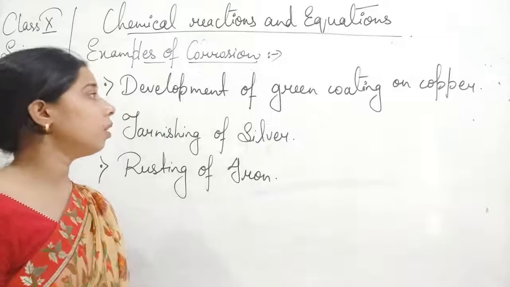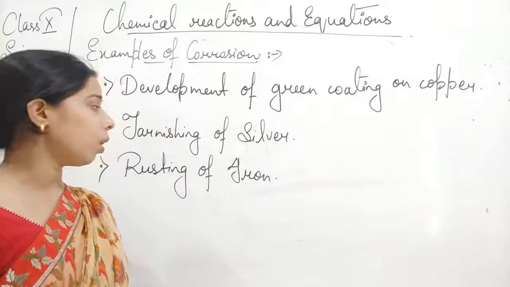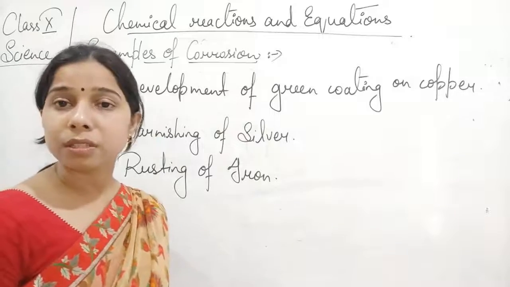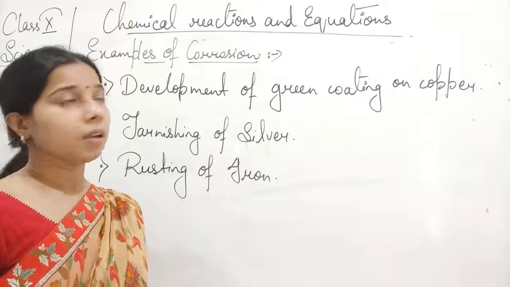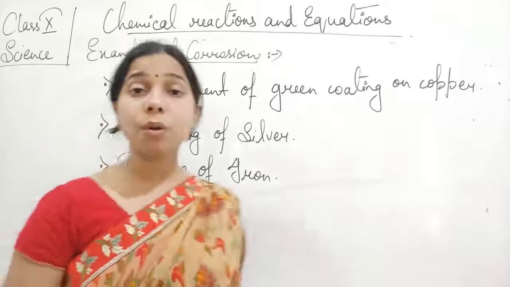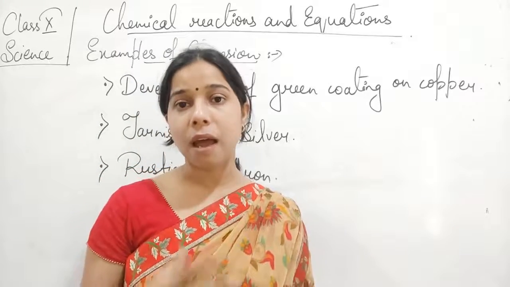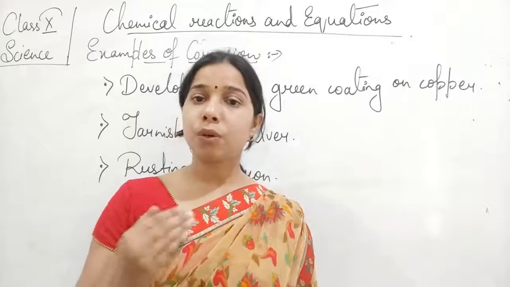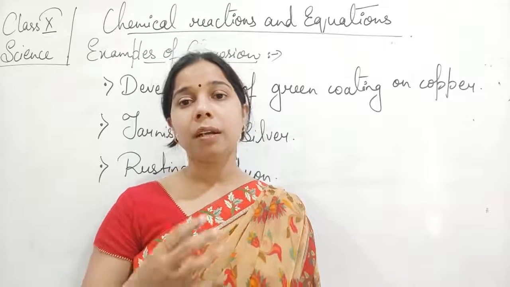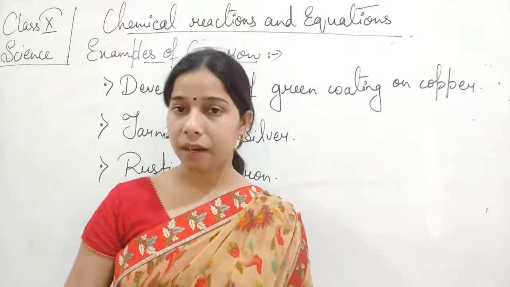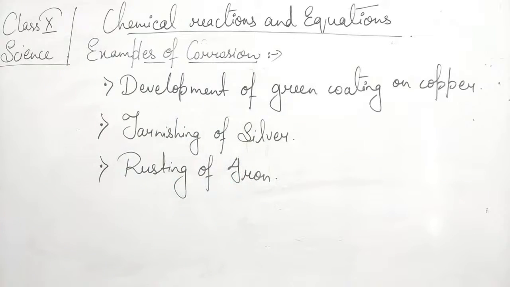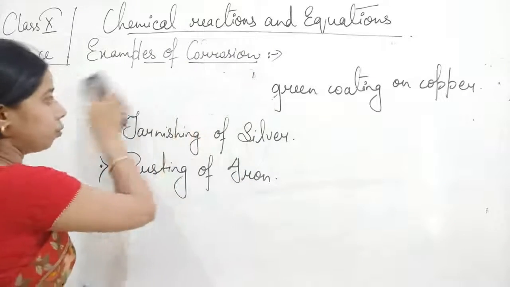Tarnishing of silver, development of green coating on copper, and rusting of iron, these all are the examples of the corrosion. Now, let us see how and what reaction happens when corrosion occurs to the copper, tarnishing of the silver happens, and in case of rusting of iron. So, we will start with the corrosion of copper, students.